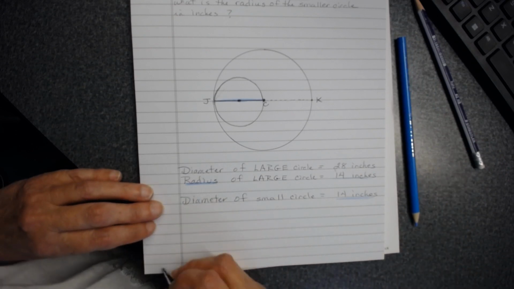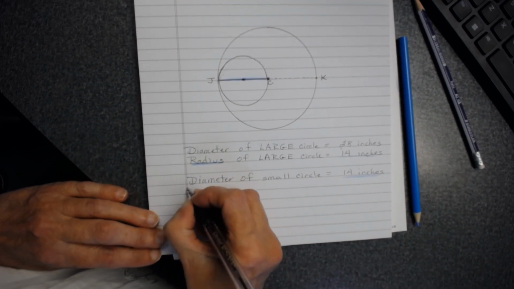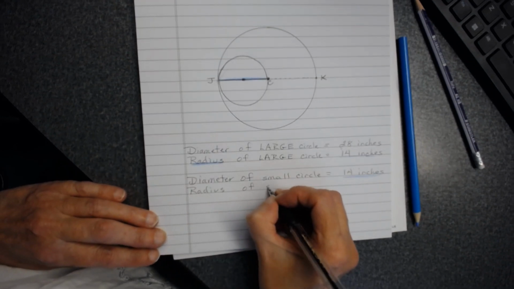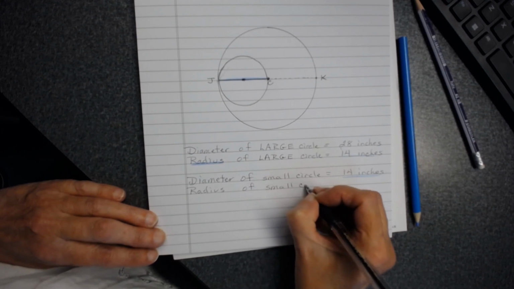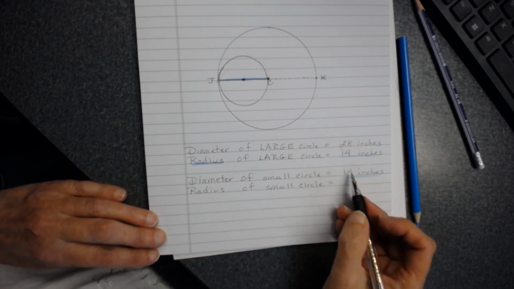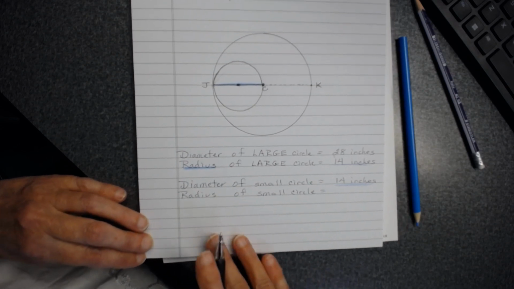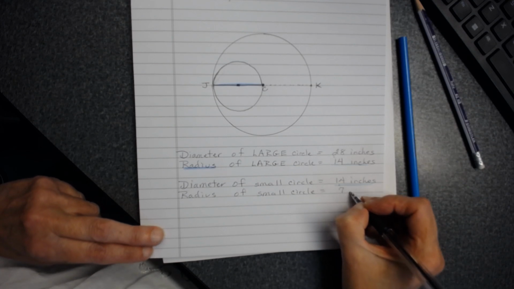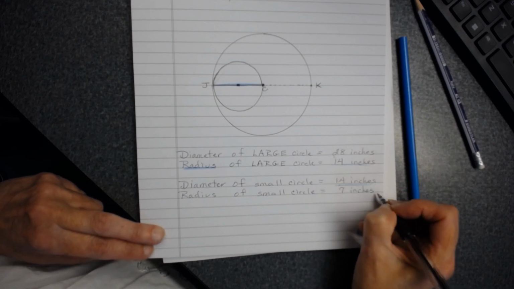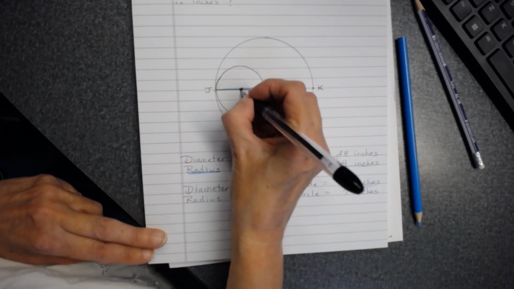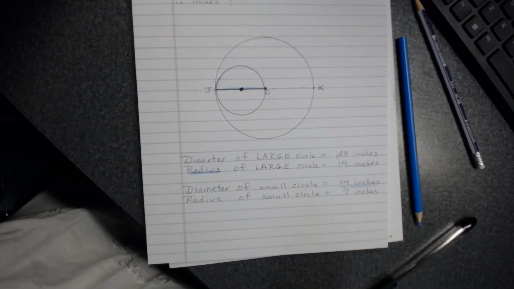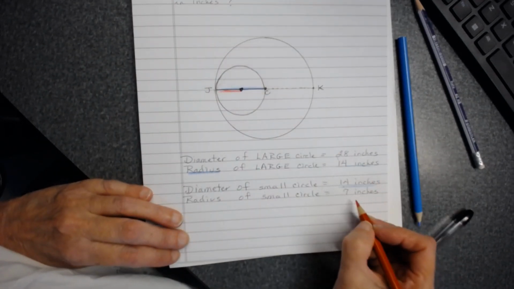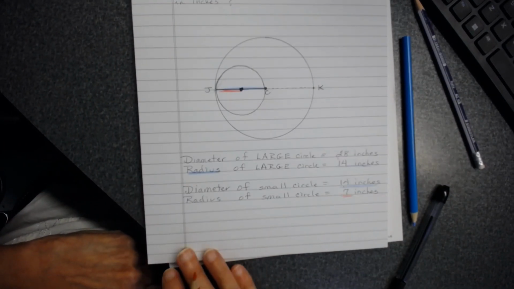Okay, we know that radius is half of the diameter, correct? So the radius of the small circle is going to be half of its diameter. Radius is half the diameter. Half of 14 is 7 inches. Therefore, from this point right here in the center to the edge is going to be 7 inches.